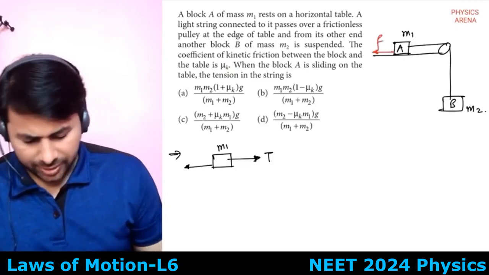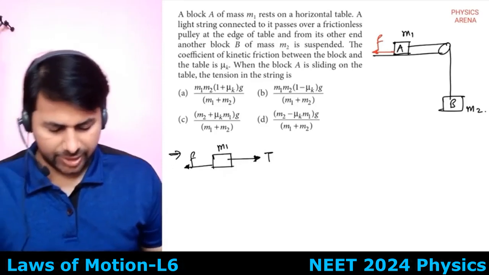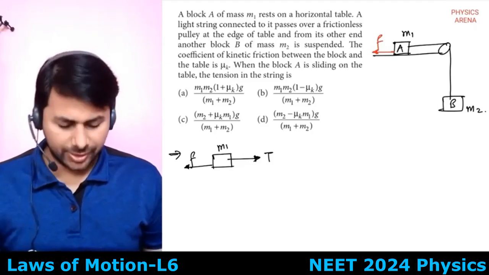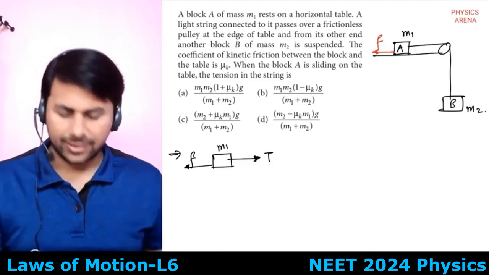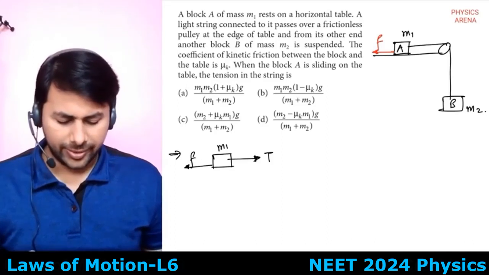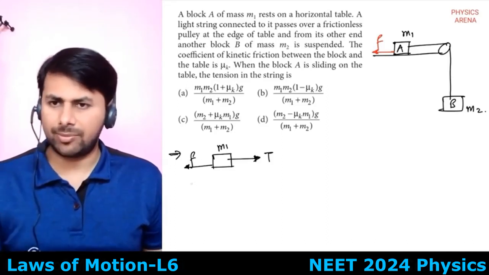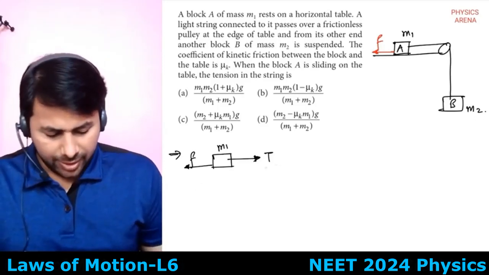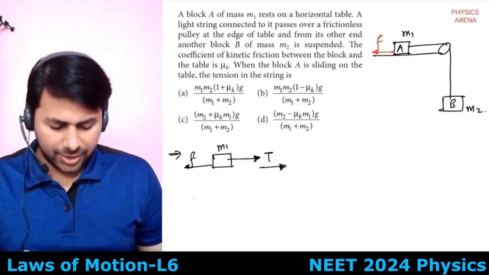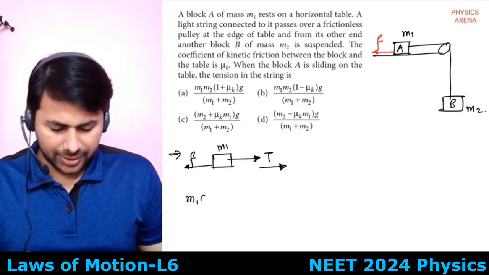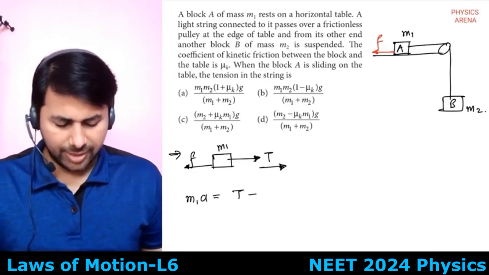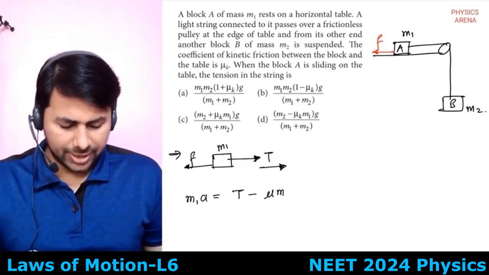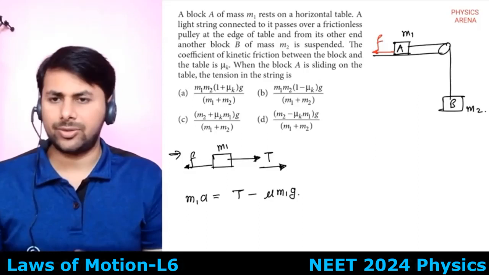So it is T minus F, friction, and that force will be equal to how much? The system is accelerating. F is equal to mu multiplied by normal reaction. But this system is accelerating in this direction. So mass into acceleration is equal to T minus the frictional force, which is mu multiplied by normal reaction, which will be equal to m1 into g.